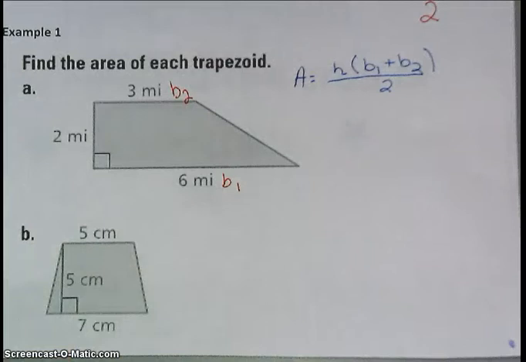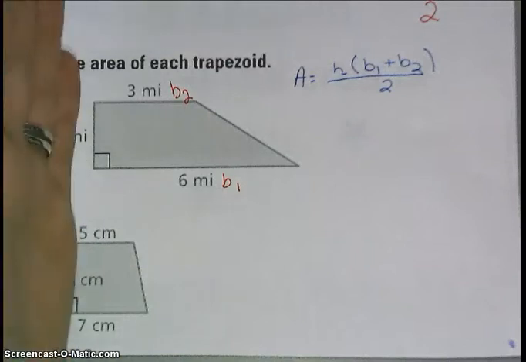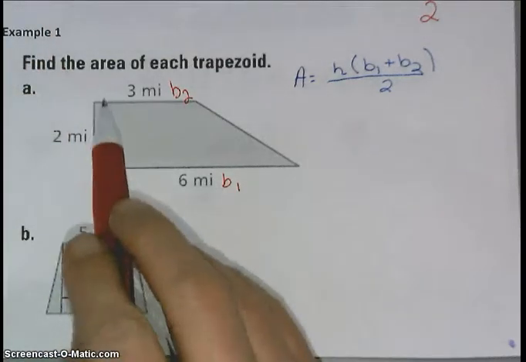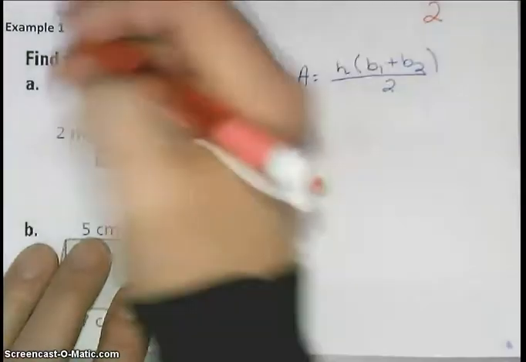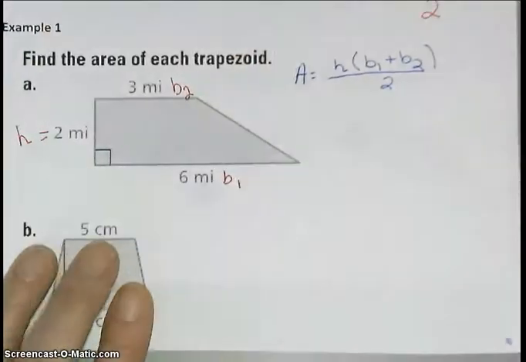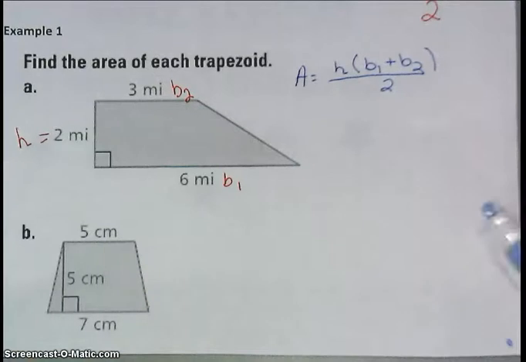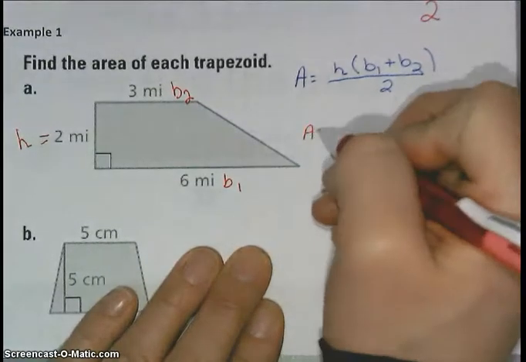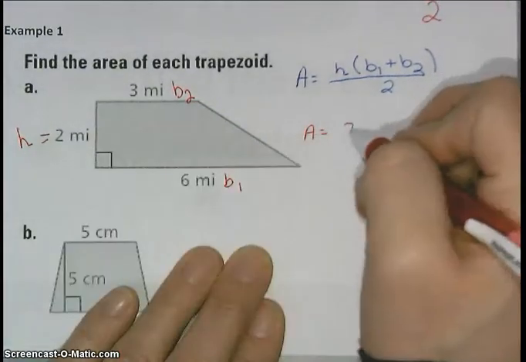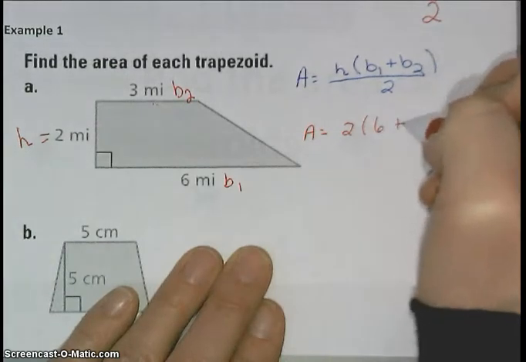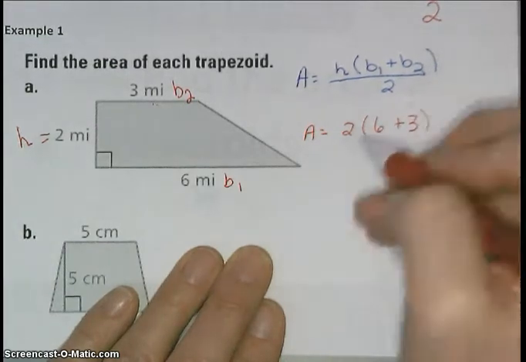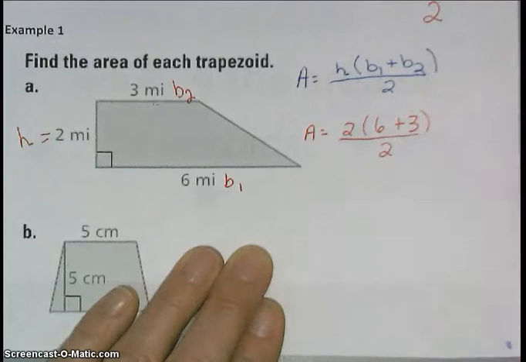And then my height, still the same as triangles and same as parallelograms, I look at where does my height land on my base. Okay, so this 2 is my height. Now I need to plug all those numbers into my formula. So my area is equal to my height, which is 2, times base 1, which is 6, plus base 2, which we said was 3, all over 2.